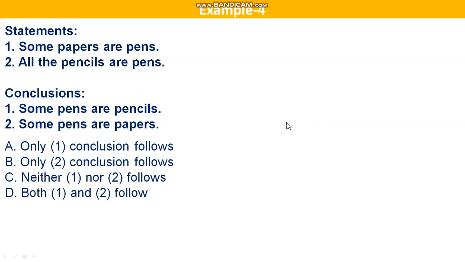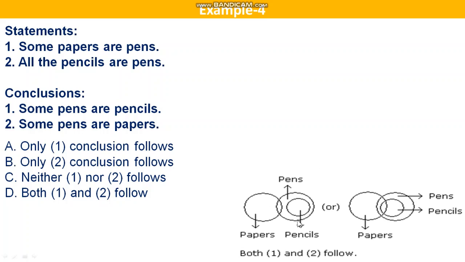Example number 4. Some papers are pens. All pencils are pens. Some papers are pens. So paper and pen with intersection. All pencils are pens. So the pencil circle will come inside the pen circle. It may intersect with paper or it may not intersect with paper. So two possibilities exist here: the pencil circle may intersect with the paper circle or may not intersect with the paper circle. Let's see how many conclusions follow.